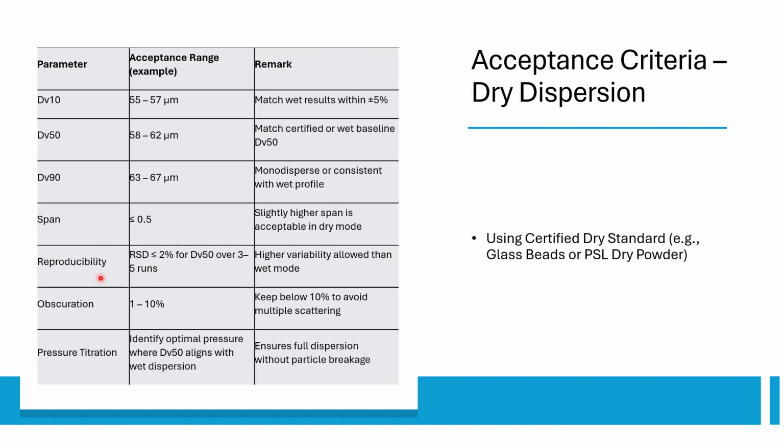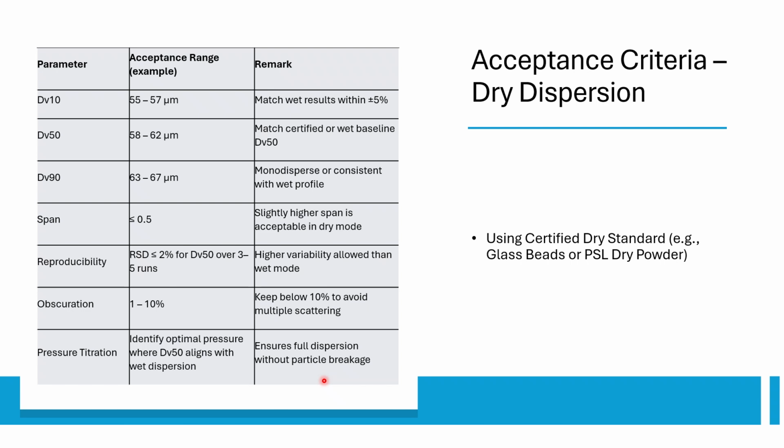And reproducibility, that is RSD less than or equal to 2% for DV50 over 3 to 5 runs, and higher variability is allowed than wet mode here. The obscuration is 1 to 10%. Keep below 10% to avoid multiple scattering. It is ideal practice to keep below 10% for the obscuration. And for the pressure titration, the acceptance range is to identify the optimal pressure where DV50 aligns with wet dispersion. Here we need to ensure full dispersion without particle breakage, right?